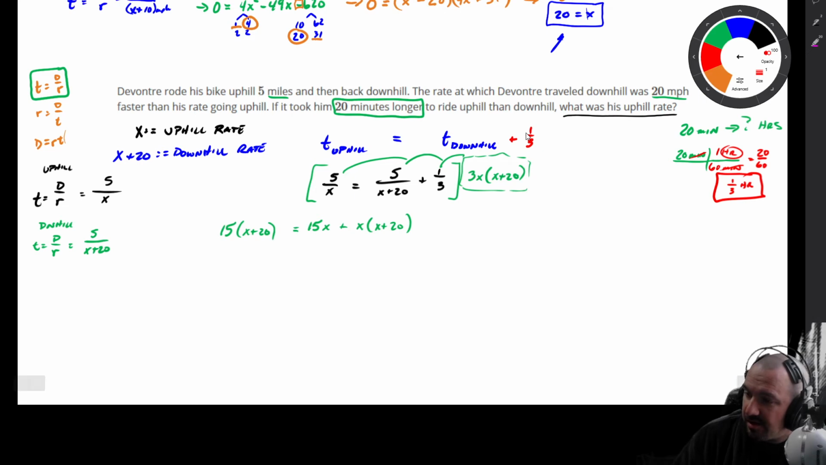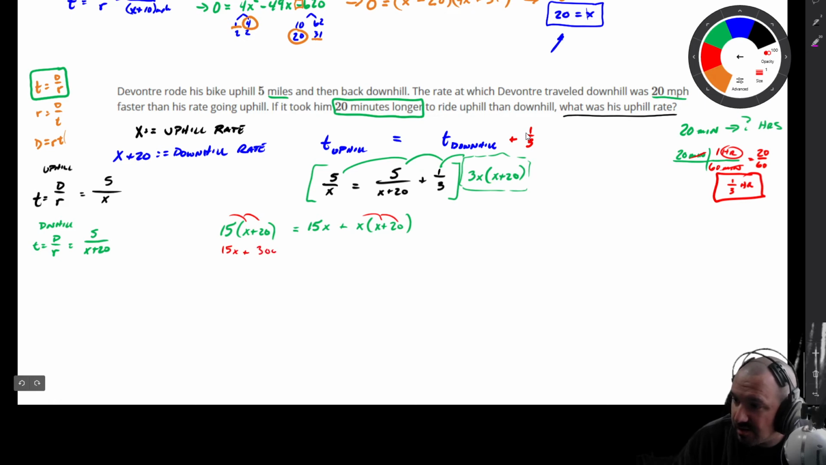I'm going to go ahead and do another line down, and then I'm going to start my arrows because it's going to take me a little bit. But drawing my distribution here so I pay attention to what I'm doing. 15x plus 300 is equal to 15x plus x squared plus 20x. I cheated on this, by the way. 2 times 15 is 30. Add the 0. Some of my students ask, how do you do that so fast? Like, I cheat. Don't tell anybody.